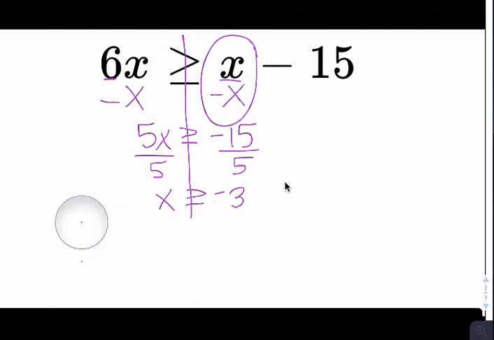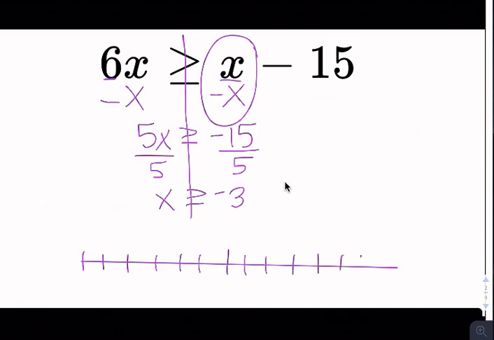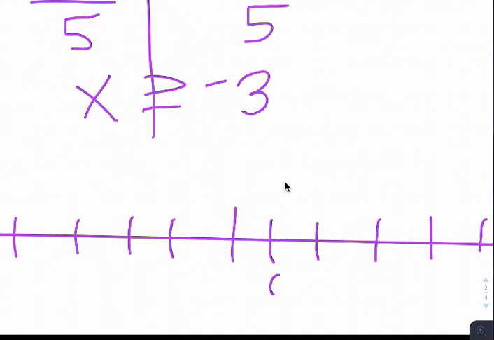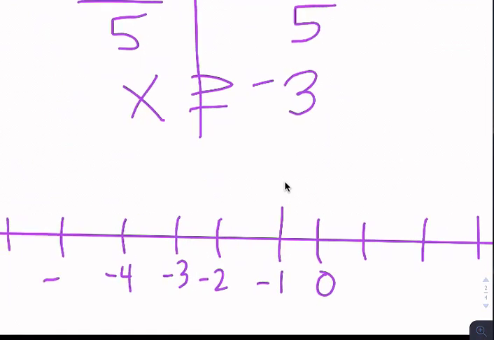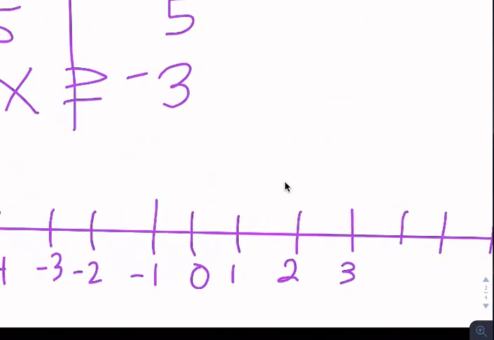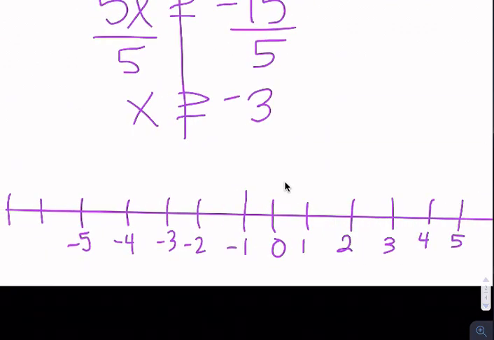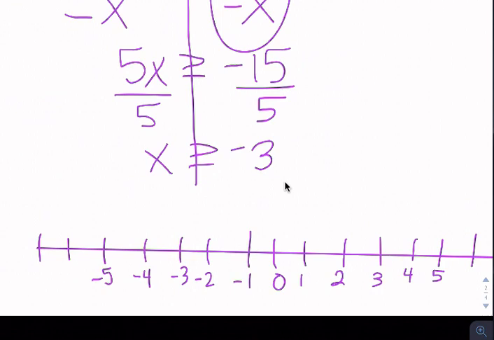So once again, I'm going to draw my line. And I'm going to put 0. It doesn't really matter how you set this up as long as your solution is on there. But you do want to make sure traveling to the left makes the numbers get smaller and going to the right makes them bigger, just like on a normal number line. Okay, so x is greater than or equal to negative 3.